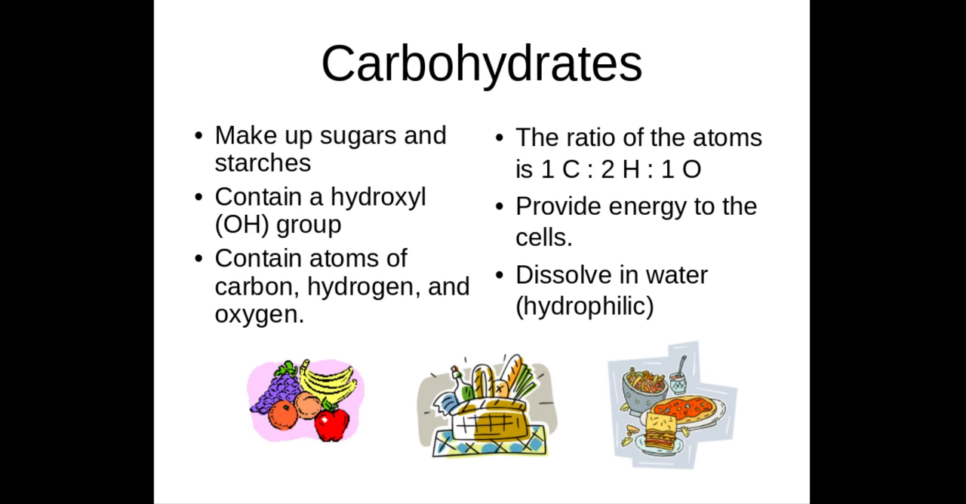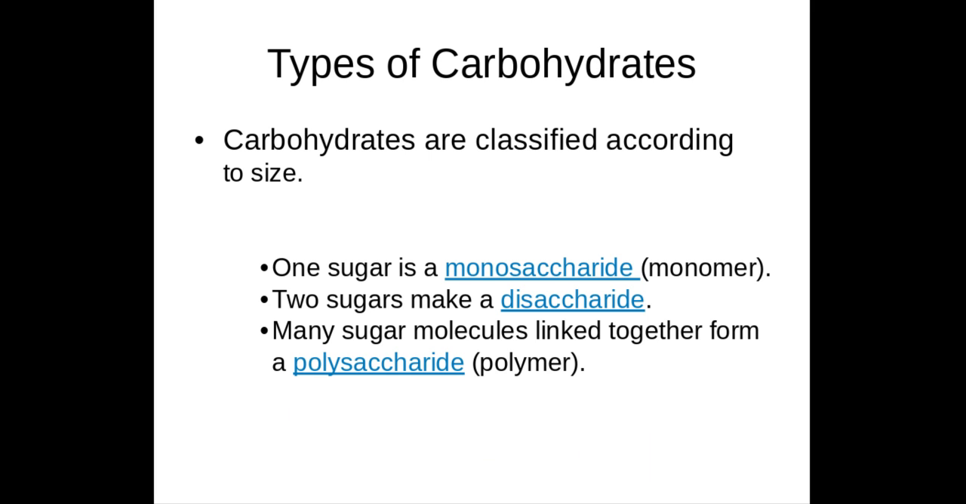Carbohydrates are basic because they provide energy to the cells, and they are hydrophilic. They dissolve in water. We can classify them according to their size. That is, how many molecules of sugars do they have. So we have monosaccharides, that is just one molecule, like glucose, fructose, and all the sweet molecules. Disaccharides, two sugars together, like lactose, for example, the sugar in the milk. And polysaccharides, that is a polymer, that is lots of sugar molecules linked together.